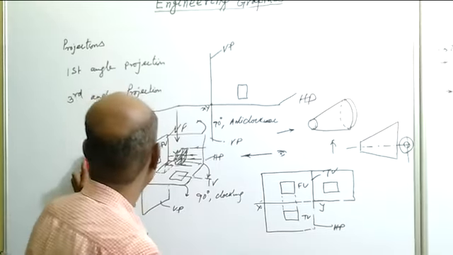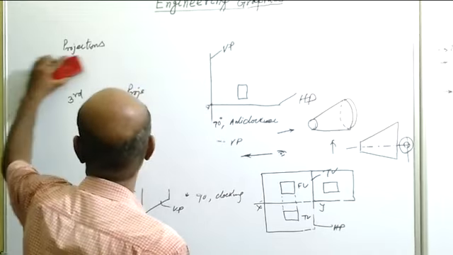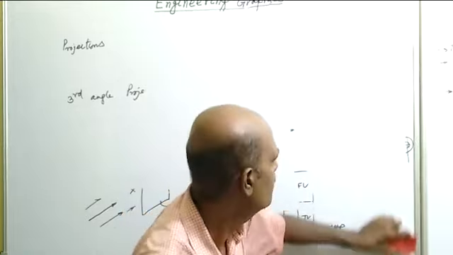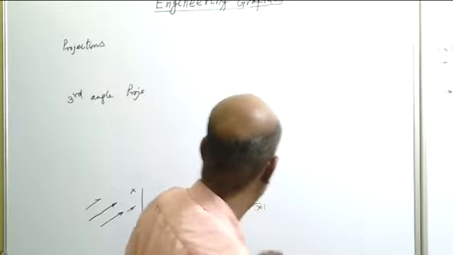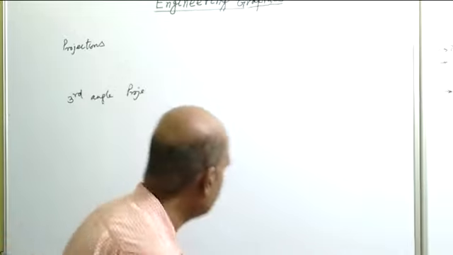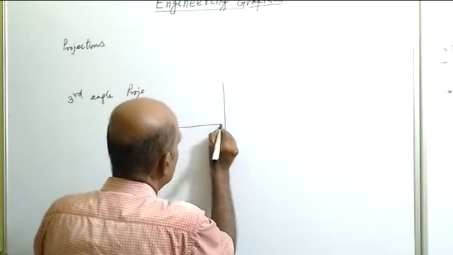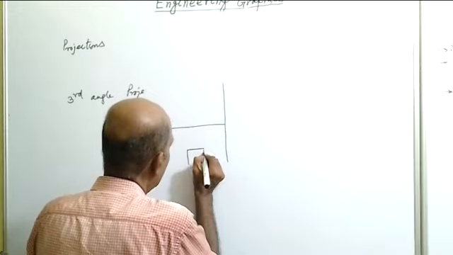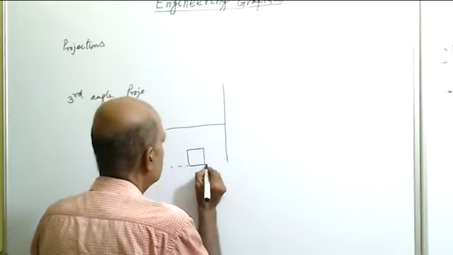Now we will see the third angle projection. So in third angle projection, the object is kept in the third quadrant. Third quadrant. So the object is placed here, say on the ground. The object is placed on the ground. Third quadrant, it is on the ground.